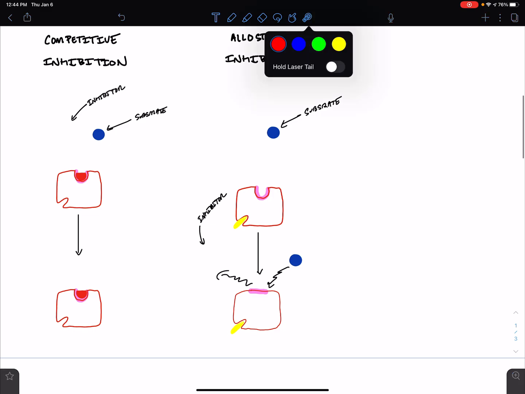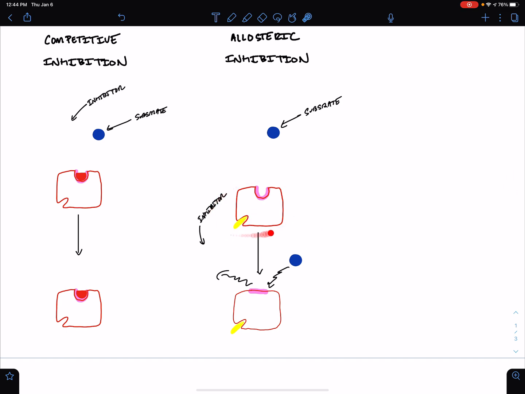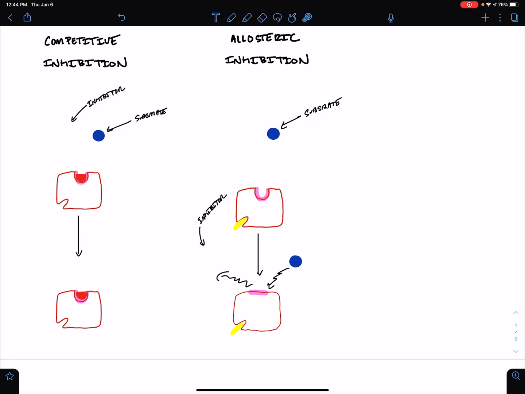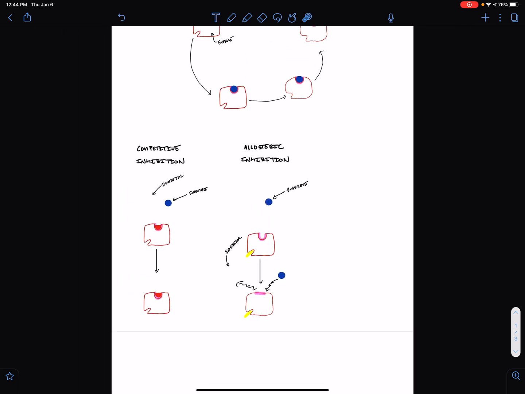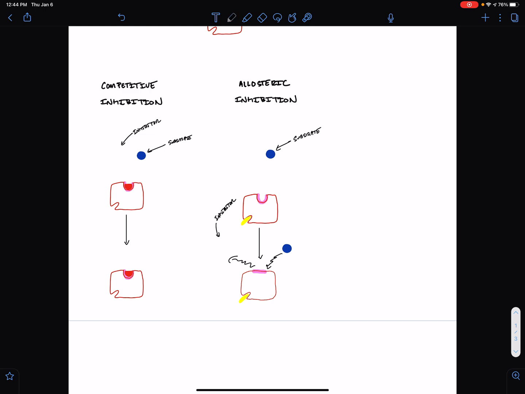So allosteric inhibition, the amount of inhibition is going to be dependent on the amount of the inhibitor relative to the amount of the enzyme, not to the amount of substrate. So the amount of competitive inhibition that happens is the difference between the inhibitor and the relative amount of substrate. And in allosteric inhibition, the amount of inhibition happening is relative to the amount of inhibitor versus the amount of enzyme. Okay, so why do we care about these two types of inhibition? Where do we see this taking place?